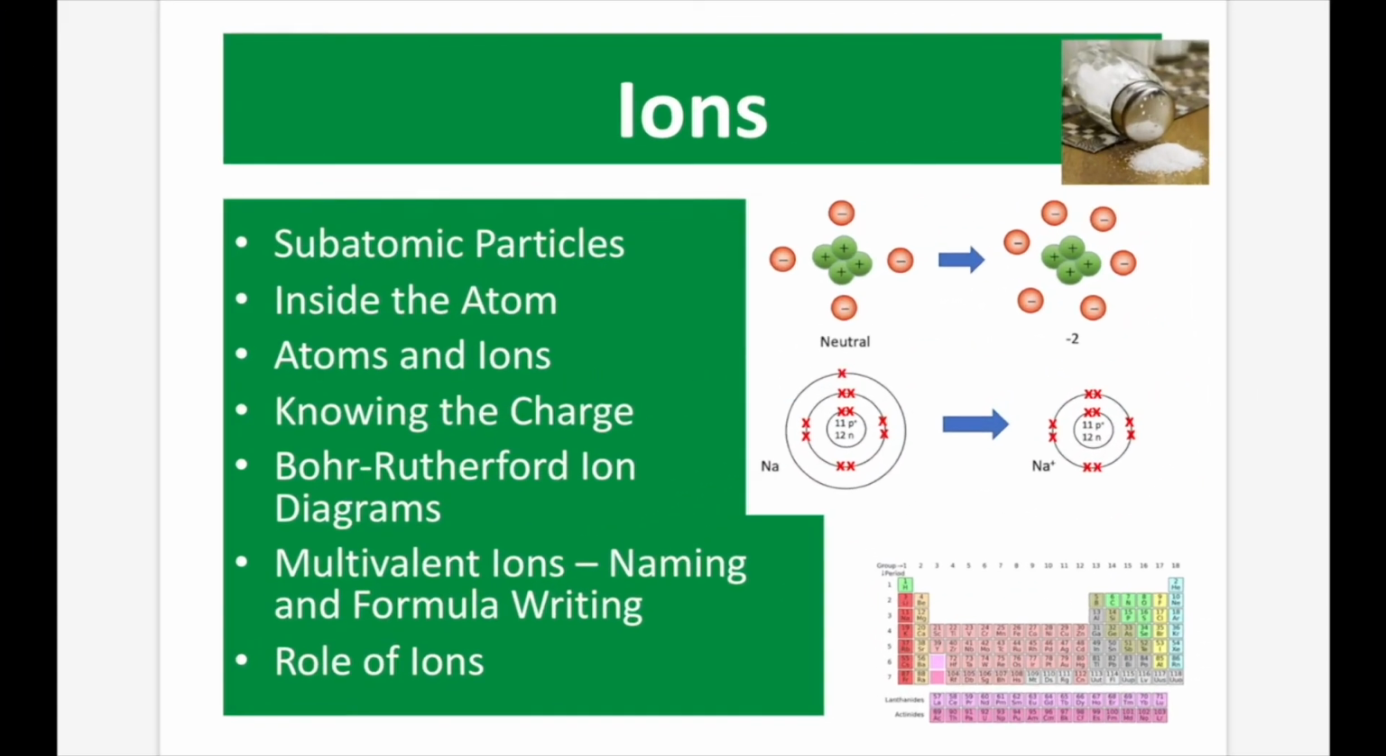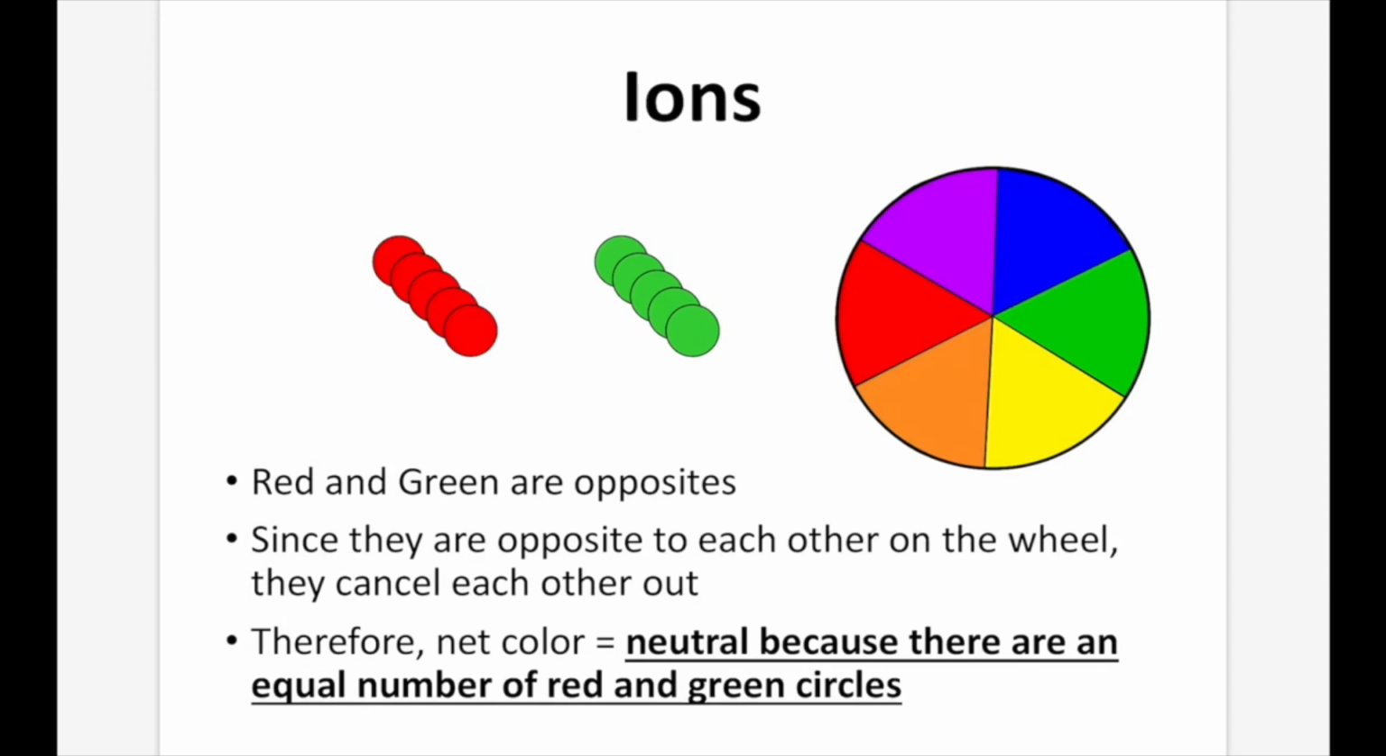Ions. In this lesson, we're talking about subatomic particles, what's inside the atom, atoms and ions, knowing the charge, Bohr-Rutherford ion diagrams, multivalent ions, naming and formula writing, and rules of ions. Ions. So in this example, we need to assume that red and green are opposite.